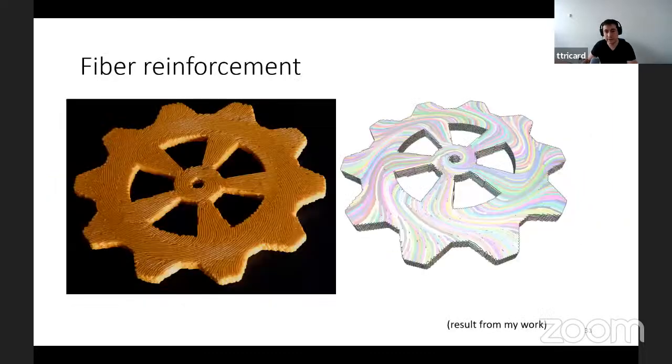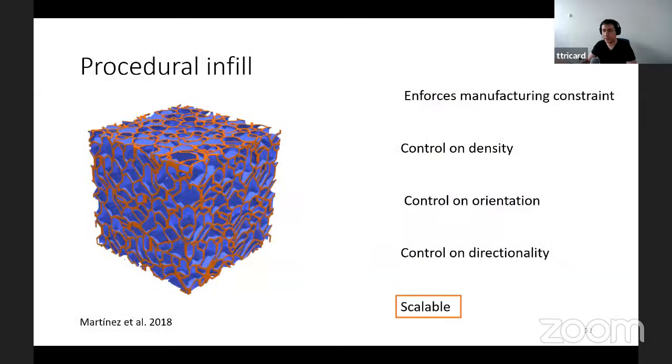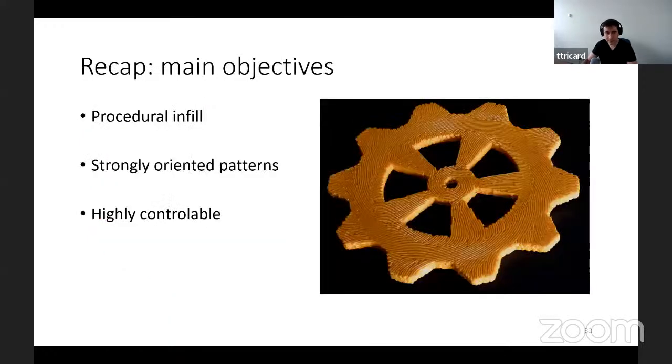And of course, we can fairly imagine that if we are depositing carbon fiber inside the material, the orientation of deposition will be fairly important. And we wanted to do all that while keeping all the control that was previously provided by Martinez and colleagues, and keep also the scalable approach and the procedural approach. So to recap, our main objective was to create procedural infills that are strongly oriented and highly controllable.